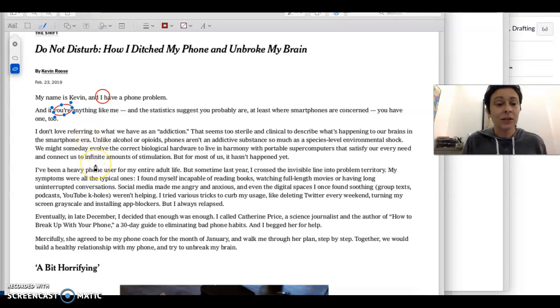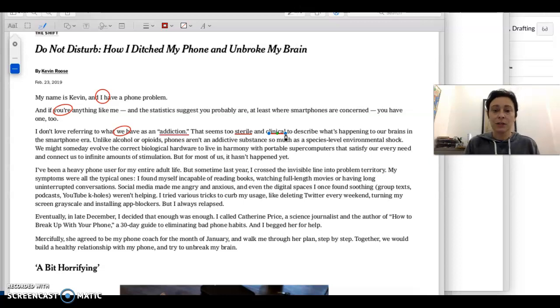So then he goes on, I don't love referring to what we have as an addiction. Now he's switched to we, right? We're all in the same boat. And he's also saying that he doesn't like the word addiction. And so for me as a reader, I'm like, why is that? And he explains it pretty quickly, right? That seems too sterile and clinical. And I like those words because he's kind of explaining why he feels this way.